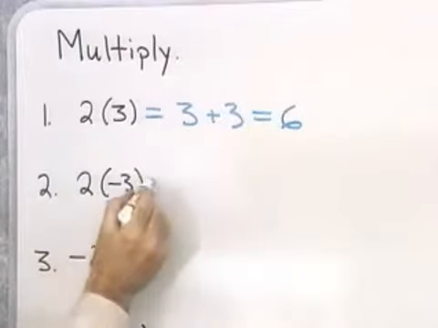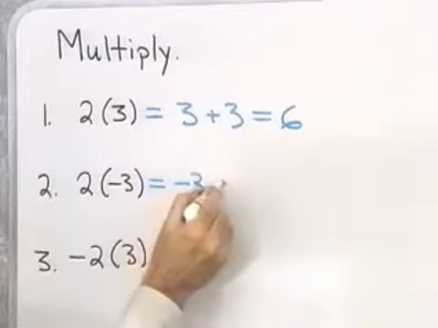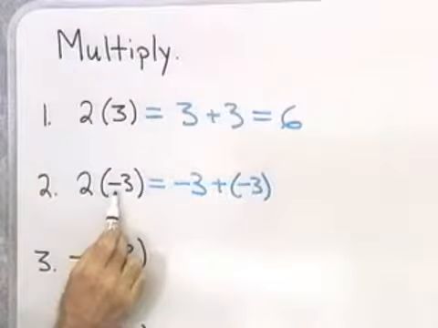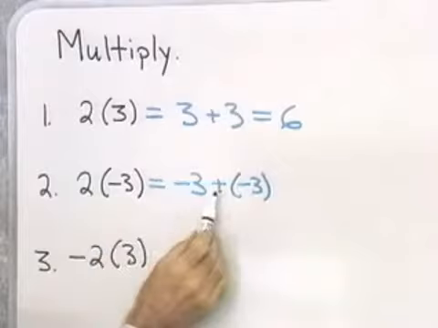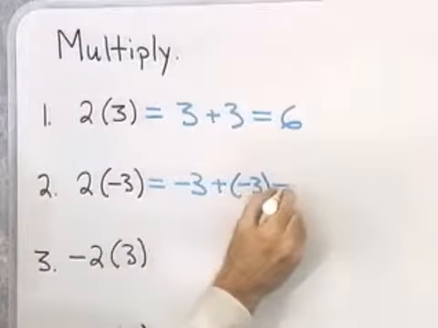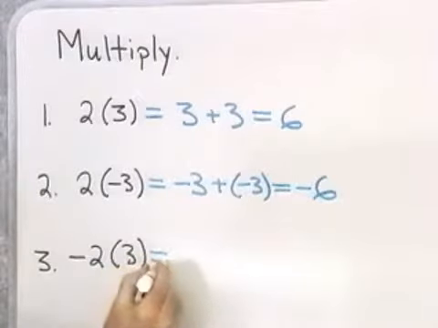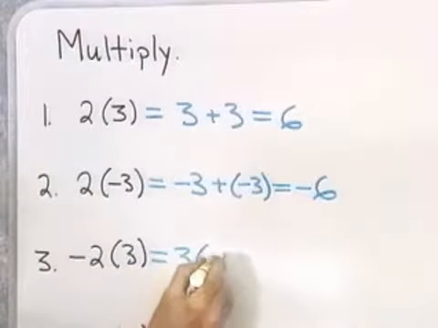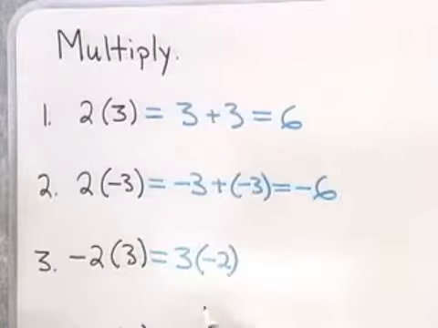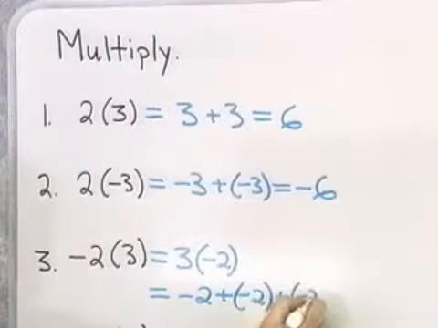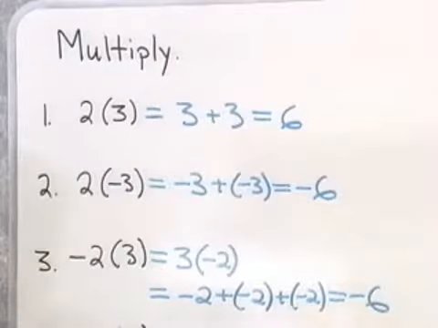Now, 2 times negative 3, by the same definition, is negative 3 plus negative 3. That is, I want to write down negative 3 2 times and add. Negative 3 plus negative 3 is negative 6. Negative 2 times 3, I'll solve that problem by using the commutative property of multiplication to rewrite this as 3 times negative 2. Now that's negative 2 plus negative 2 plus negative 2. And when I add those three negative 2's up, I also get negative 6.